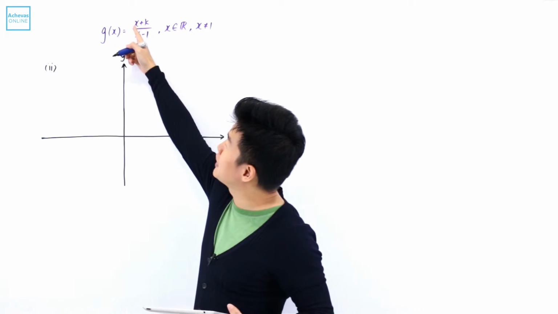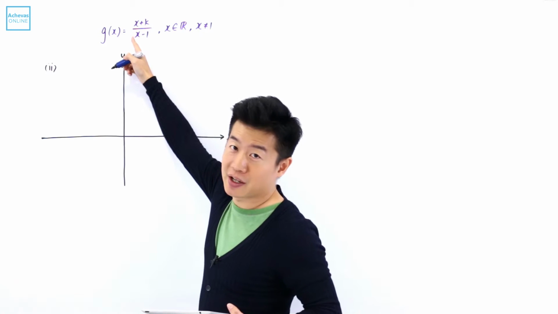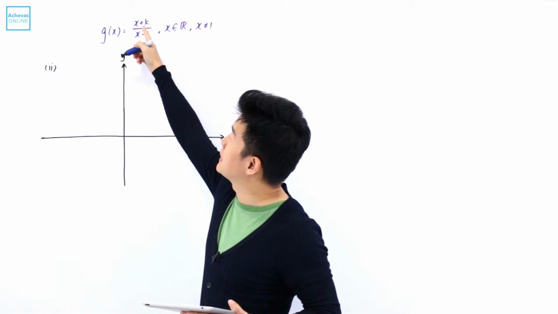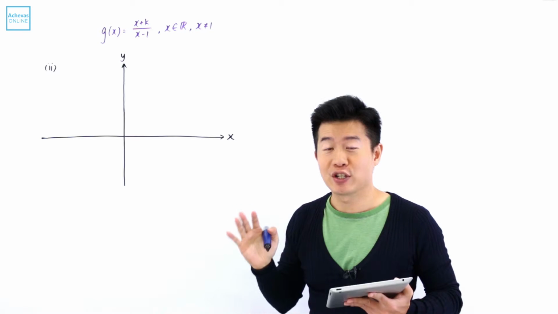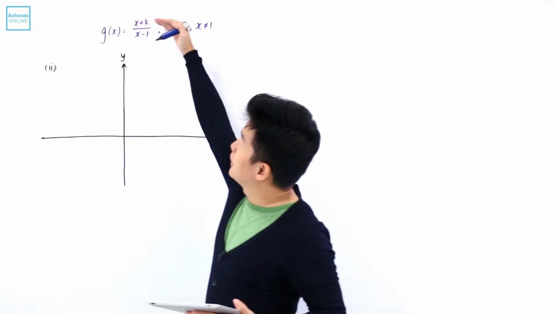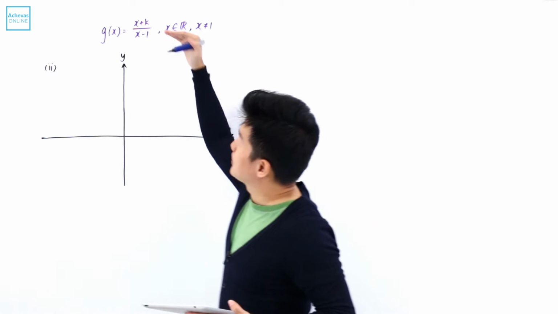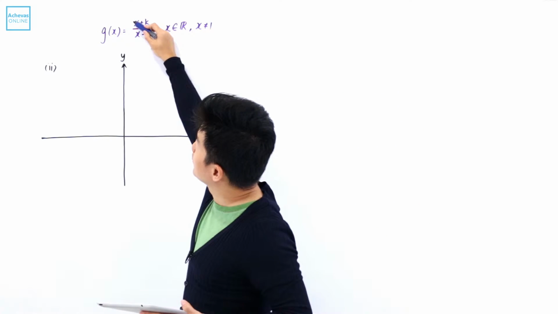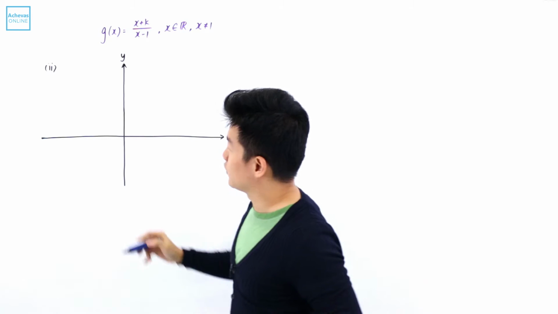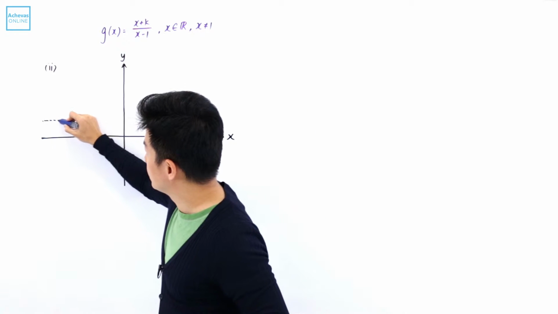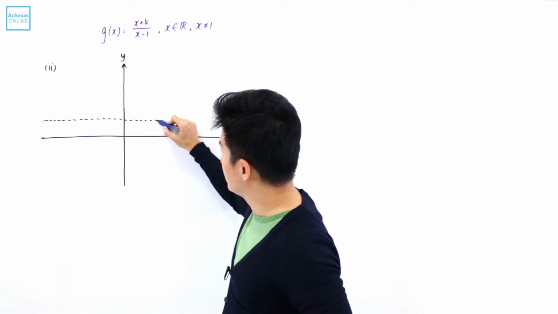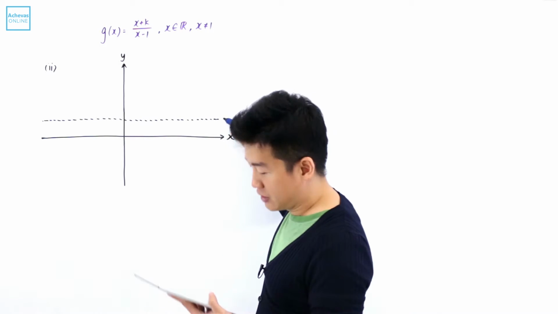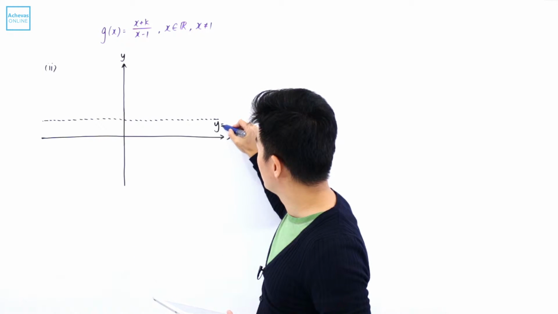taking the coefficient of the highest power of x divided by the coefficient of the highest power of x, because this is the kind of improper rational expression where the degree of the numerator is the same as the degree of the denominator. So the horizontal asymptote is going to be 1 divided by 1, which is 1. So this graph is going to have a horizontal asymptote at y equals 1.